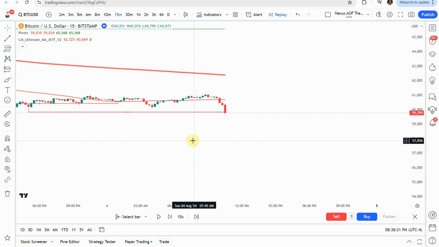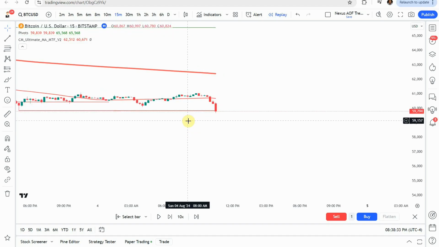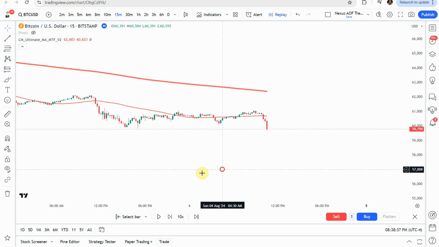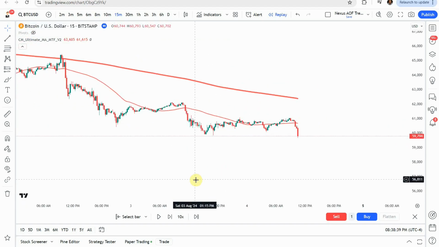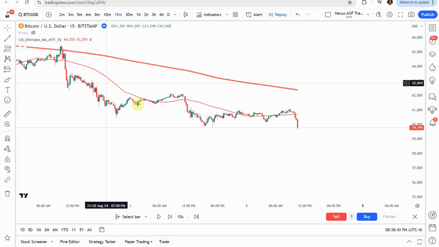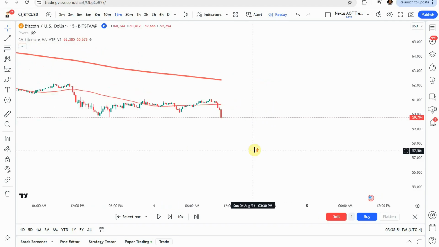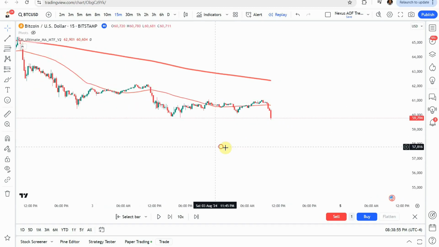And so what we're looking for in a short trade is, first and foremost, we are looking for the two moving averages. If I just hide the pivots here, we are looking for the two moving averages to be red, like this here. We're looking for the smaller one, the thinner one, to be below the larger one, like this here. And we are looking for price action to be trading below the moving averages.